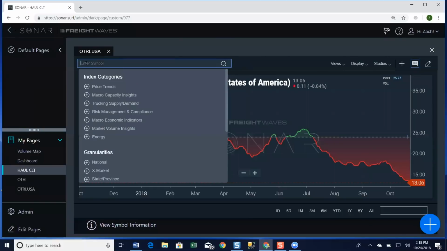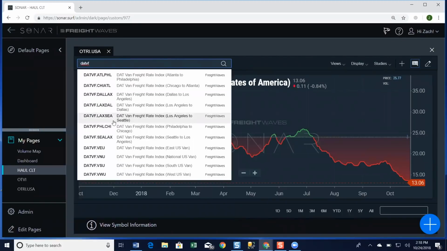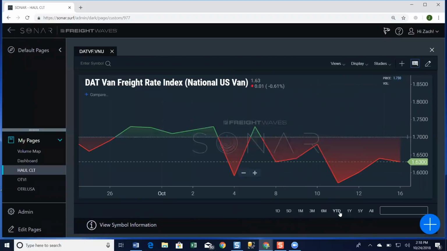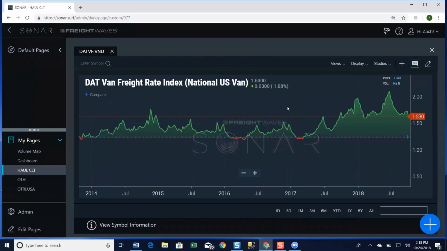I'm going to pull up another one of our indices here, the DAT VNU, an index developed by DAT that measures rate volatility and rates effectively in the nation. This does not have fuel included in it, so it removes some inflationary measures. It does not have team transits or accessorials built into it, so it is as clean a number as you can get on a rate per mile basis, without any external influences. If somebody were to throw in an extra detention charge or something they build into the rate, a lot of that is cleaned out of this number.